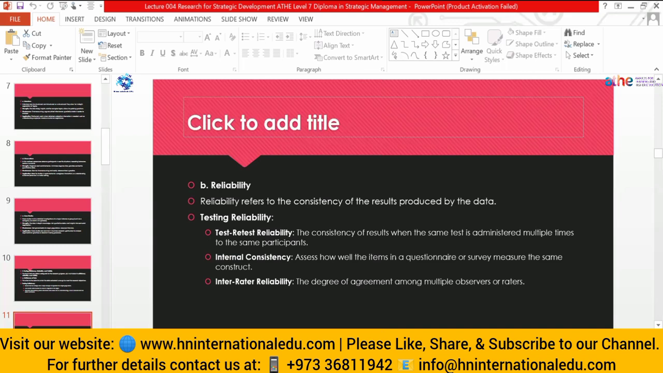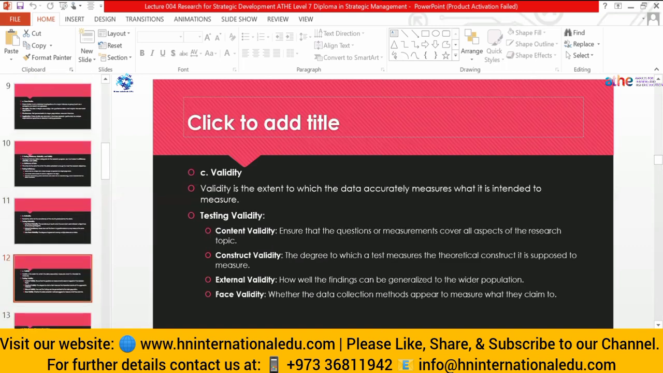Internal consistency. Assess how well the items in the questionnaires or the survey measure the same construct. That is, whatever you have made in the questionnaire, whether you are being reliable with the data too. Inter-rater reliability. The degree of agreement among multiple observers or raters. Most of the time, you are not the only one conducting the research or writing the thesis. There is a group of two, of four, of six, sometimes even numbers, sometimes odd numbers. So you need to see their work as well, their opinions as well. That is why there is a critique in the opinions.